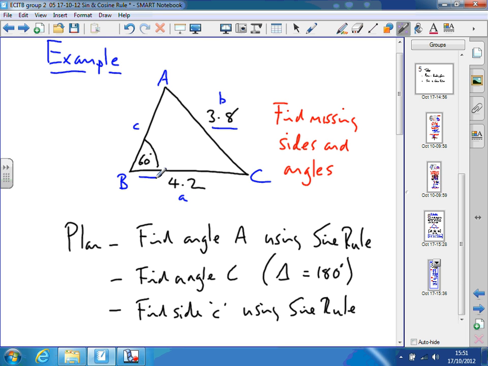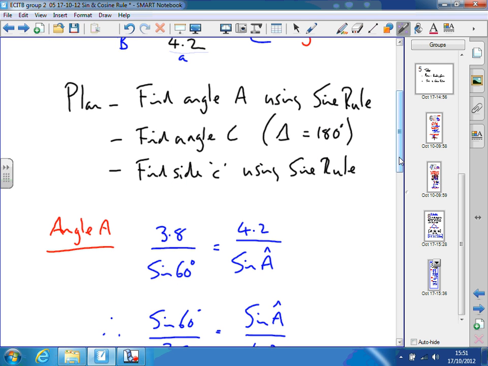So the first thing, the only thing I can find to start off with, is the missing thing opposite what we know, which is that. So I've got no choice other than to find this missing angle first. Once I've got that, then I can find angle C, because the angles add up to 180. Once I've got that, I can use that angle C to find the missing side c. So you've got to go through it in the right order.